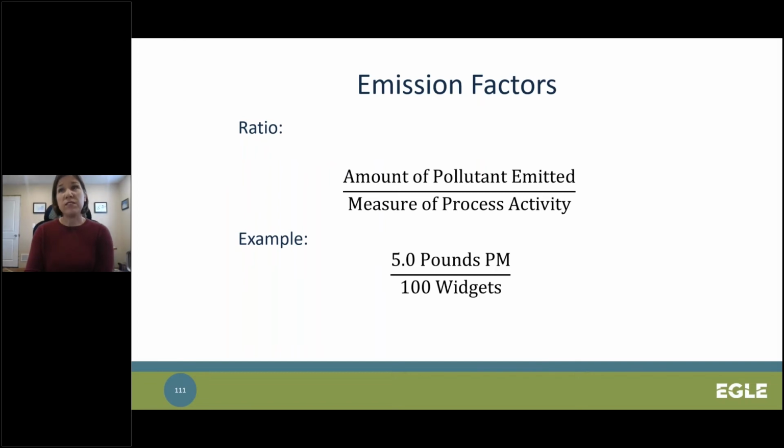So emission factors are a common tool for calculating emissions from processes. An emission factor is just a ratio. In most cases, it's a ratio of the amount of pollutant emitted within some measure of process activity, such as throughput of material. The emission factors rely on the assumption that a linear relationship exists between the emissions of air contaminant and the process activity level, such as the example on the screen of 5 pounds of PM per 100 widgets.